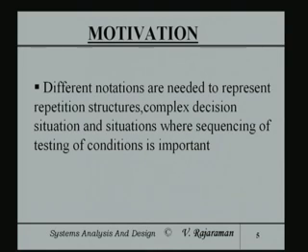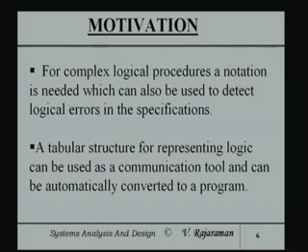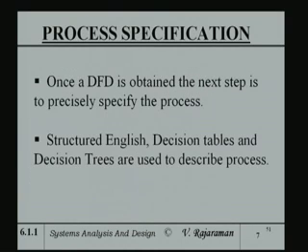Different notations are needed to represent repetition structures, complex decision situations, and situations where the sequencing of testing of conditions is important. That is why there are 3 different kinds of tools. For complex decision processes, and to detect logical errors and so on, a tabular structure is useful. Okay.